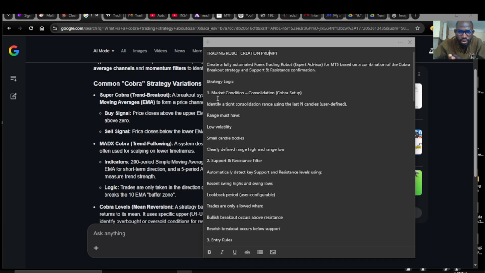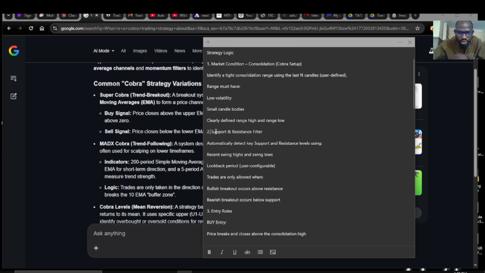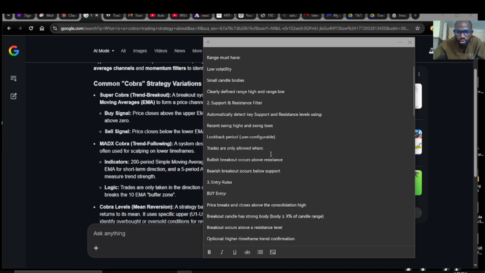This is the strategy logic. Market consolidation. The market has to consolidate. There has to be low volatility, because when the market is consolidating, obviously there's no volume in the market, there's low volatility. And then this is the support and resistance filter. Automatically detect support and resistance levels using recent swing highs and swing lows.